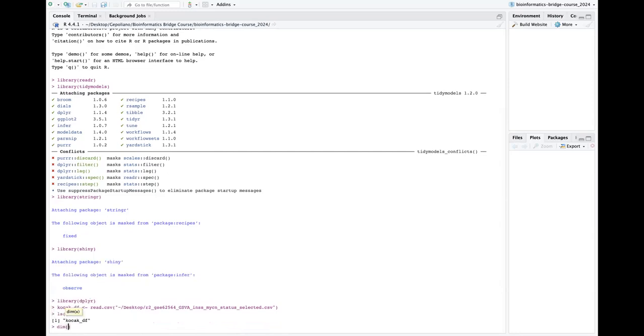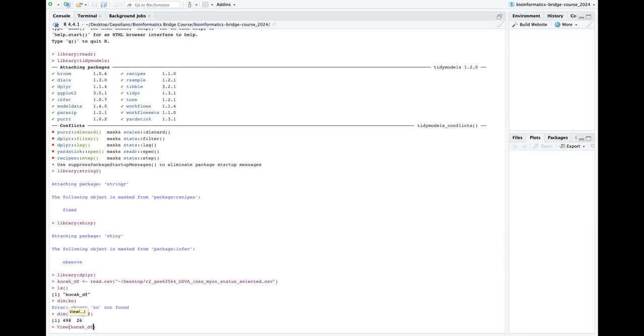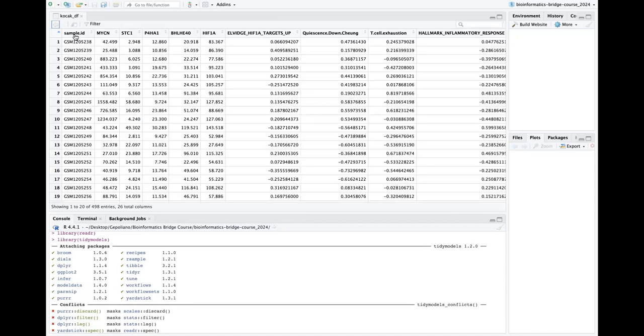We can count the number of dimensions. So interesting, this object is much smaller than previously. We still have the 498 lines, but only 26 columns. So I'm going to use the view function here to view the, by the way, another name that I call that data frame, it's a Kozak data set. That's why I'm calling it Kozak, but it's the same data set, okay, guys? Let's take a look at this data frame.